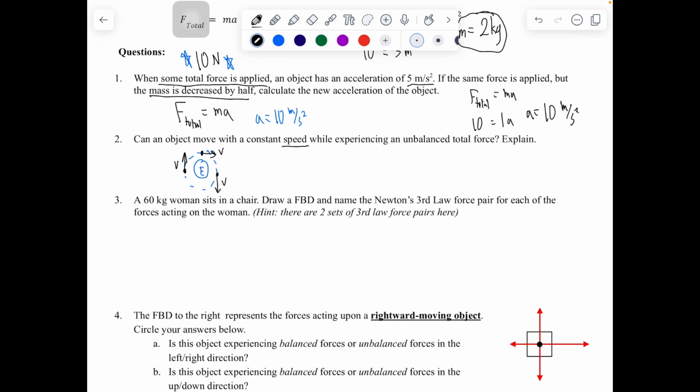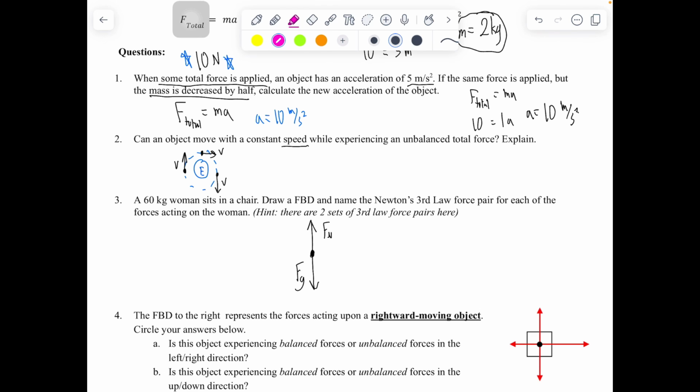Number 3. A 60-kilogram woman sits in a chair. Draw a free body diagram and name the Newton's third law force pair for each of the forces acting on the woman. Okay. Here is the woman in the chair. The woman would have a force of gravity, and there would be a normal force. Name the Newton's third law force pair for each of the forces acting on the woman.